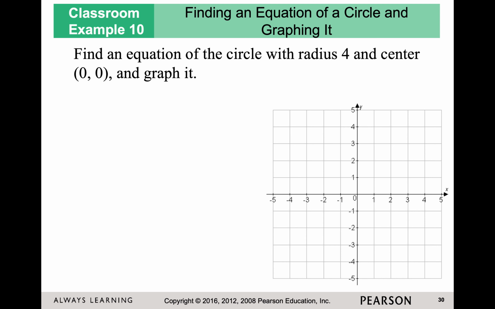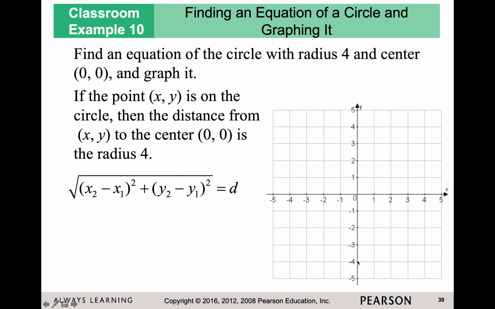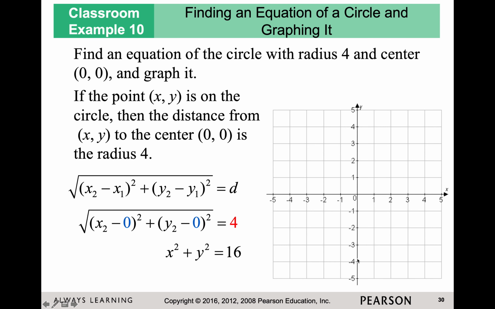So I have an equation of a circle with a radius of 4 and a center at 0, 0. So I'm going to plot my center at 0, and 4 radius would be here, here, here, and here, and then I will connect my dots. Now, what's over here with the distance formula is finding the equation. So I graphed the circle by putting dots on all those 4 radii. But I can use the distance formula to find the equation of the circle.